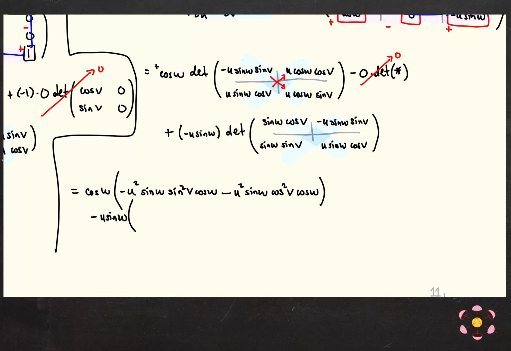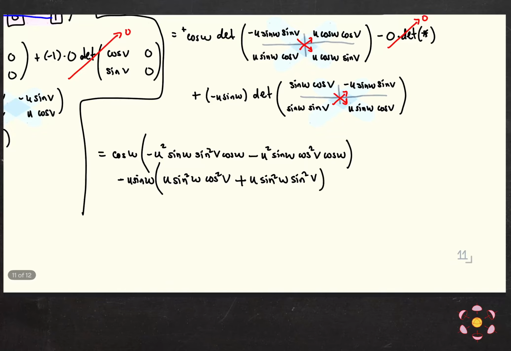And okay, another determinant. So let's start by doing sine of w times cosine of v times u times sine of w cosine of v. So we've got just a single u, sine squared w, cosine squared of v. Okay, minus a negative, so it's minus minus, so that's plus 1u, I've got a sine squared w, sine squared v.